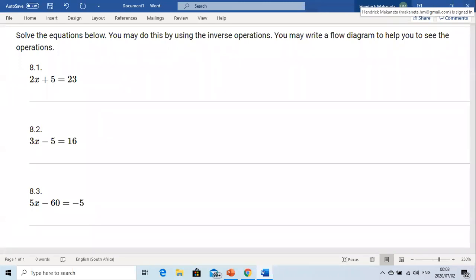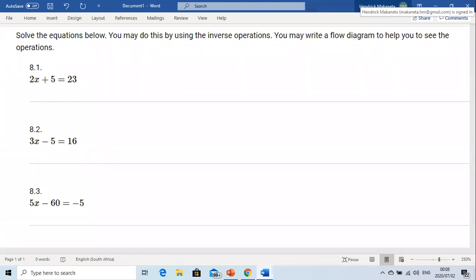So I see that Nosipho is already doing the last one. The last one, great, Nosipho. I'm following your work as well, together with the rest of the class. I can see that Charlton found a 13. Let's now mark the second one.